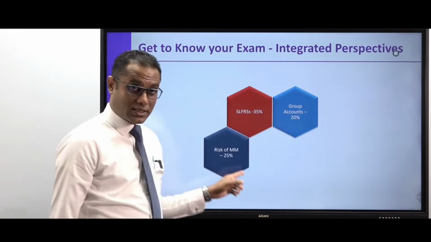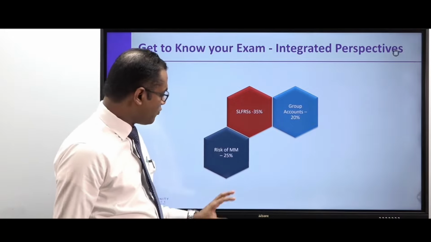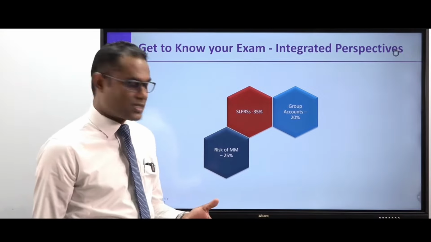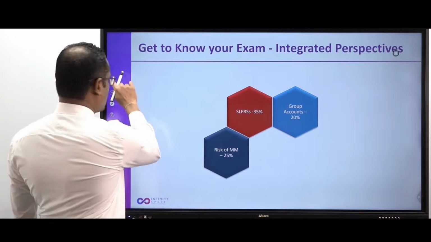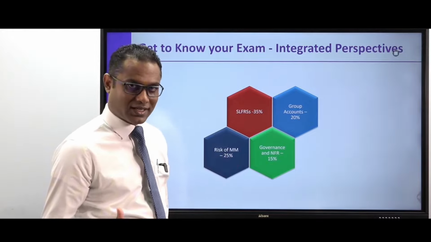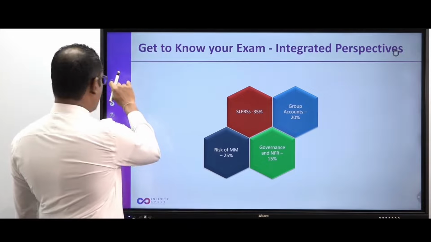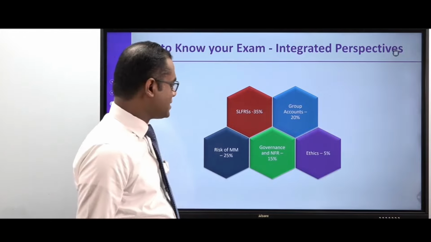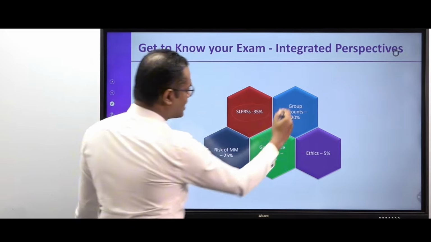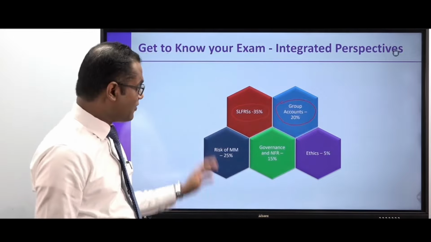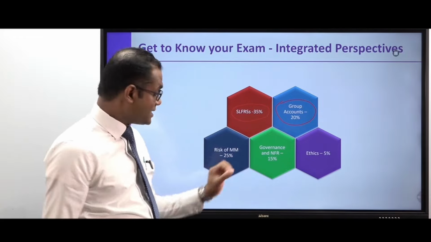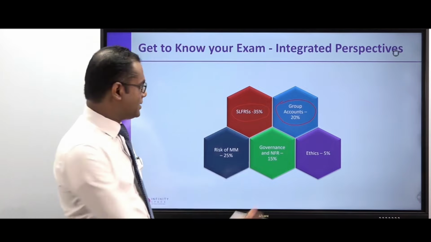Thereafter, as mentioned, emphasis is given to the risk of material misstatements, by looking at a set of financial statements, how to identify risk of material misstatements, right? Which consists of 25% of the syllabus. And thereafter, governance and non-financial reporting. Non-financial reporting in the sense of things like integrated reporting, right? Which covers 15% of the syllabus. And finally, 5% of the syllabus consists of ethics. So out of these 5 areas, what I'm going to cover is SLFRSs as well as the group accounts, right? So the relevant areas of financial reporting. The other 3 topics would be covered by the lecturer who is teaching the risk, governance and ethics part, right?